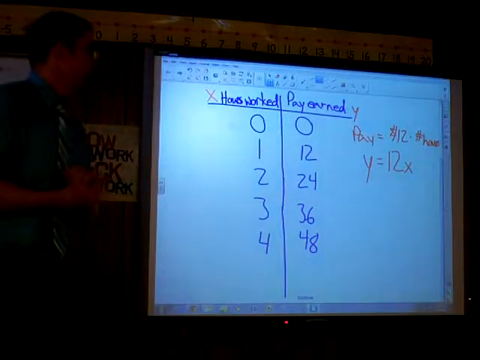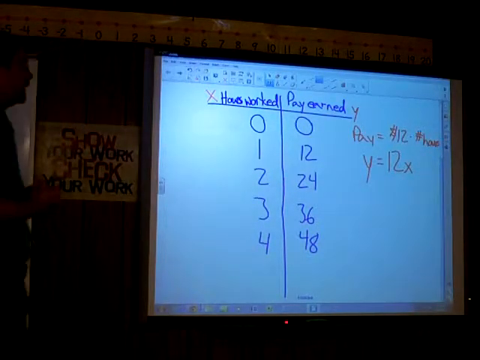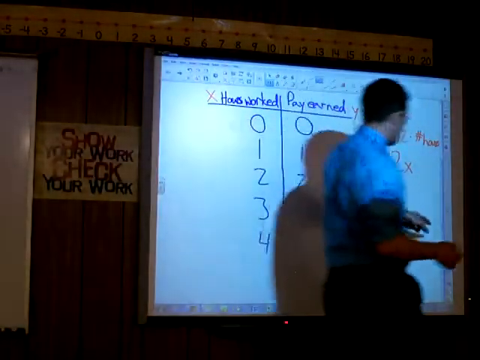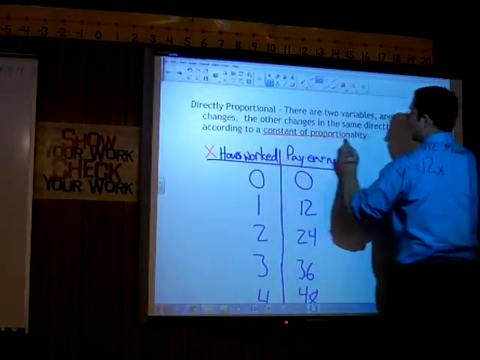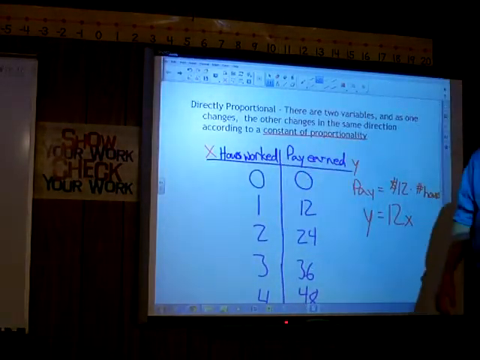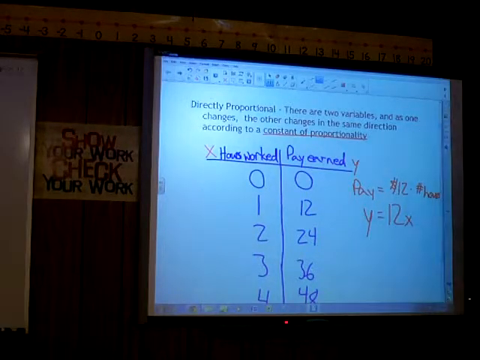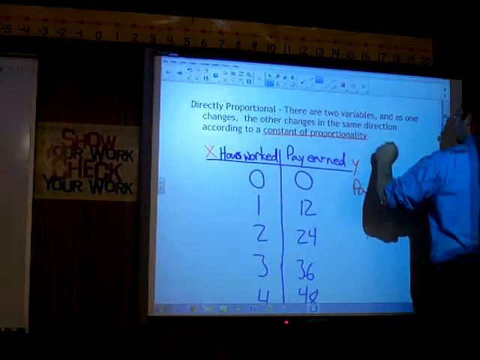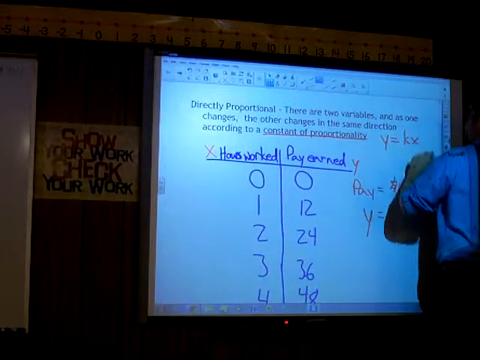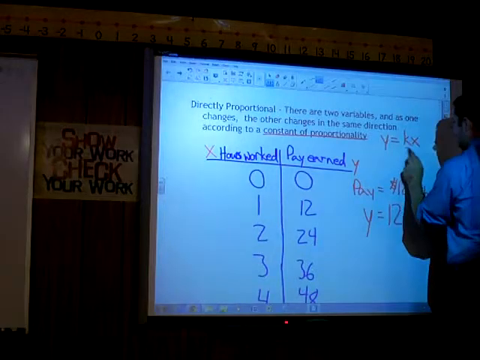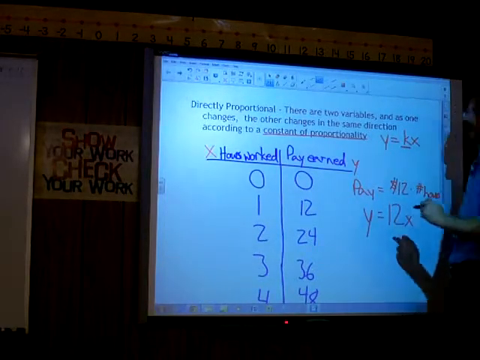Okay? Now, I mentioned this term constant of proportionality. Well, here's how all of these will work. All of these relationships of variables that are directly proportional can be written this way. Y equals kx. All right? And the constant of proportionality is that k.